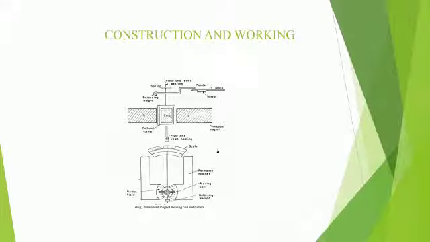Next, the construction and working. The first diagram indicates the side view of the PMMC instrument. The second diagram indicates the top view. The main parts are the permanent magnet, given by north pole and south pole. The center part consists of a core. The core is wound with the coil and former.